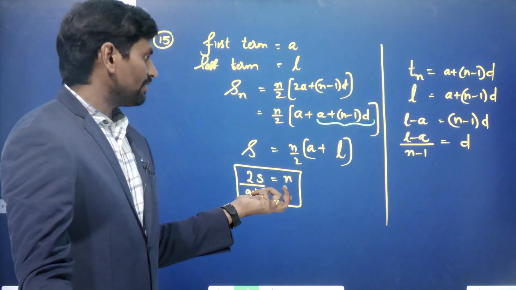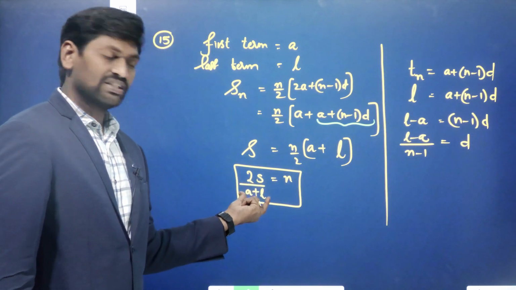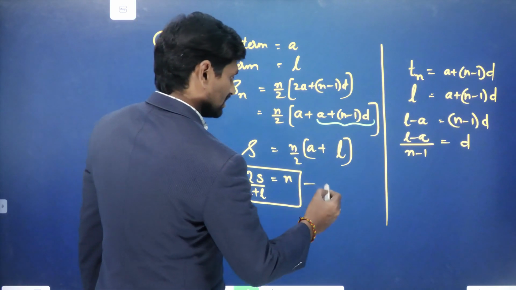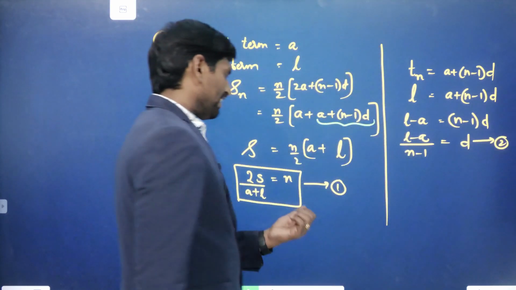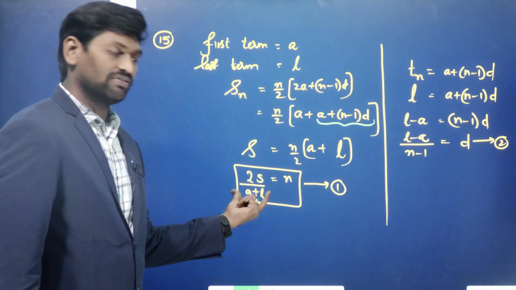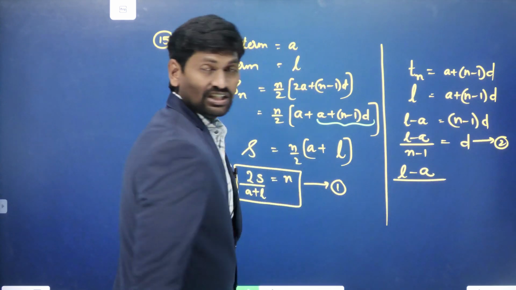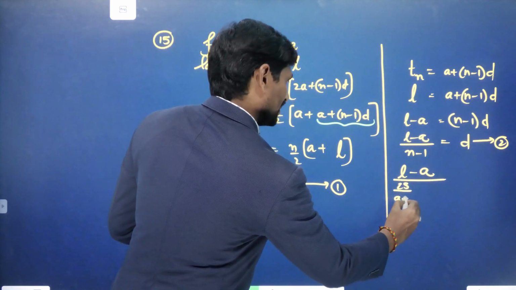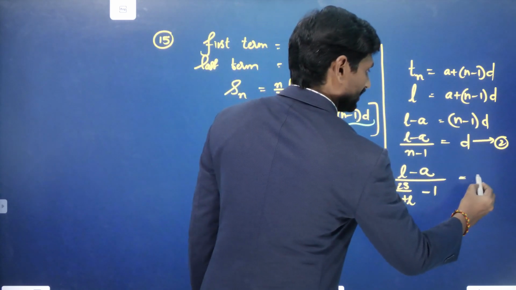Okay, so that's why I am substituting here. In the place of n, I am writing 2s by a plus L in the second equation. Let us consider this is equation number 1 and this is equation number 2. So whenever you can see the n value, you can write this one. Now in this one, L minus a by, in the place of n we can write 2s by a plus L, here minus 1, that is equals to d.